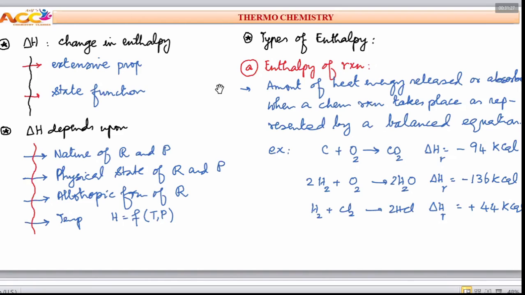No, sir, I am asking. What you are asking, I don't know, beta. Enthalpy of reaction: the amount of heat energy released or absorbed when a chemical reaction takes place, as represented by. Look here, REP is here, hyphen is here, represented is the full word. What happened? Where are you from? Which school? You can't understand even this clearly. Okay, no problem, go ahead.